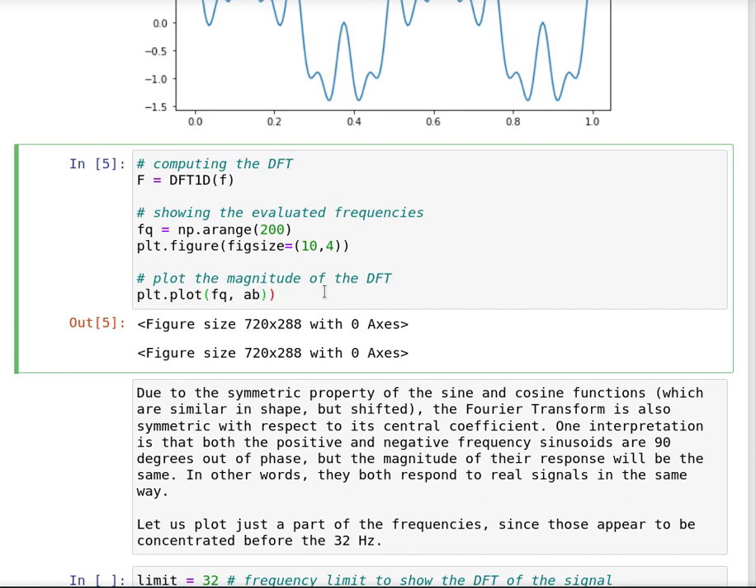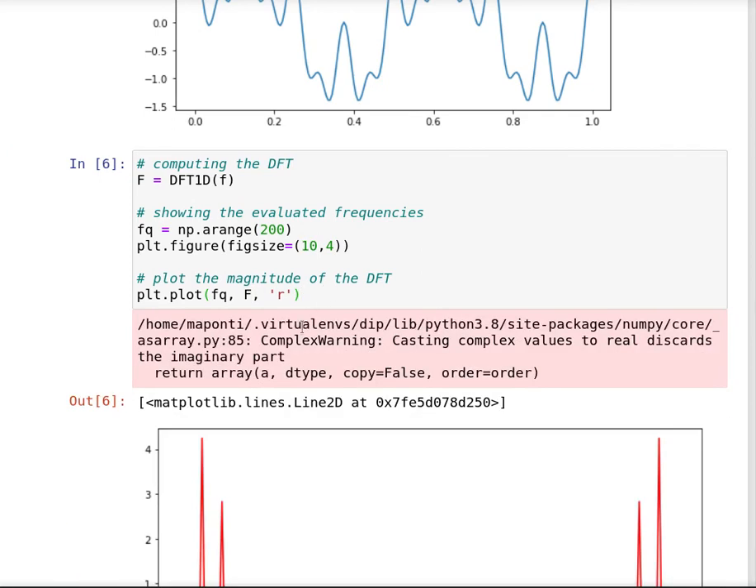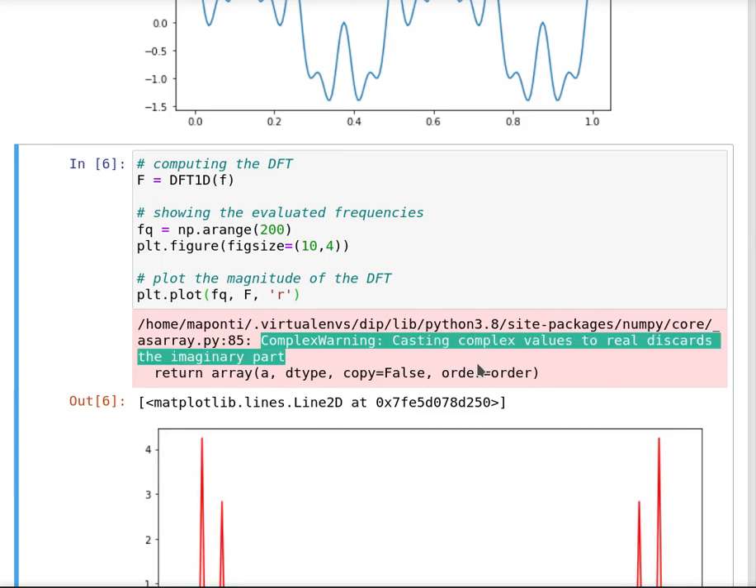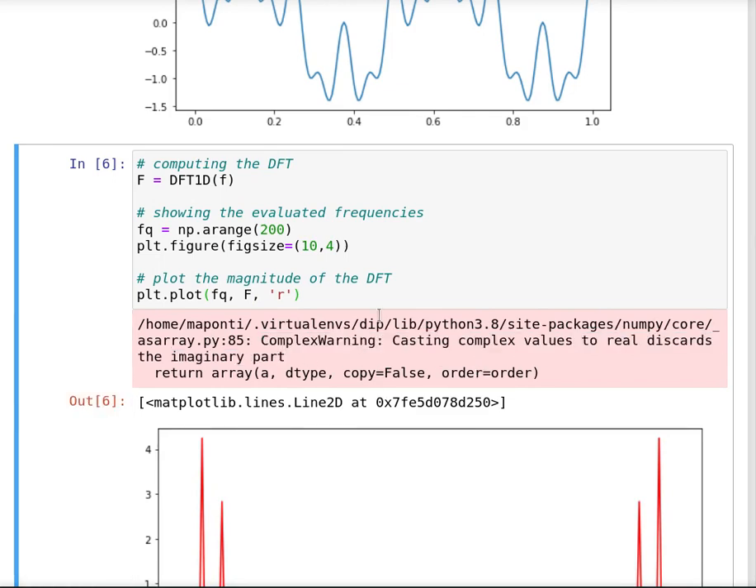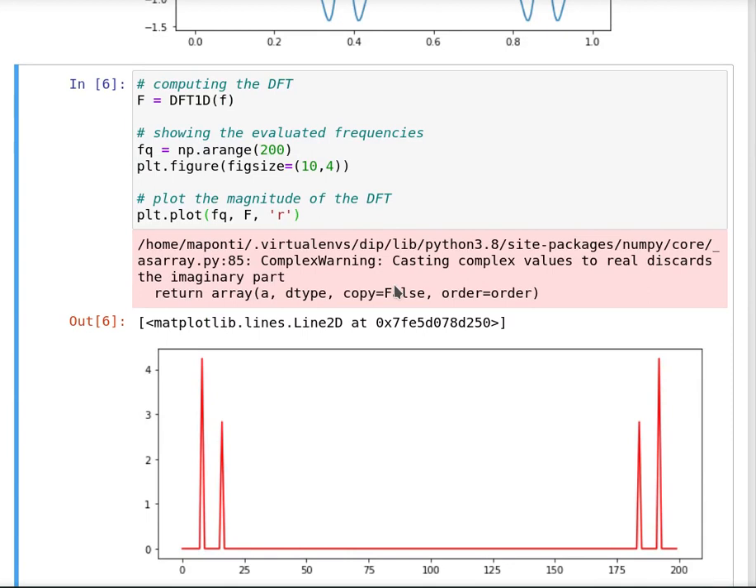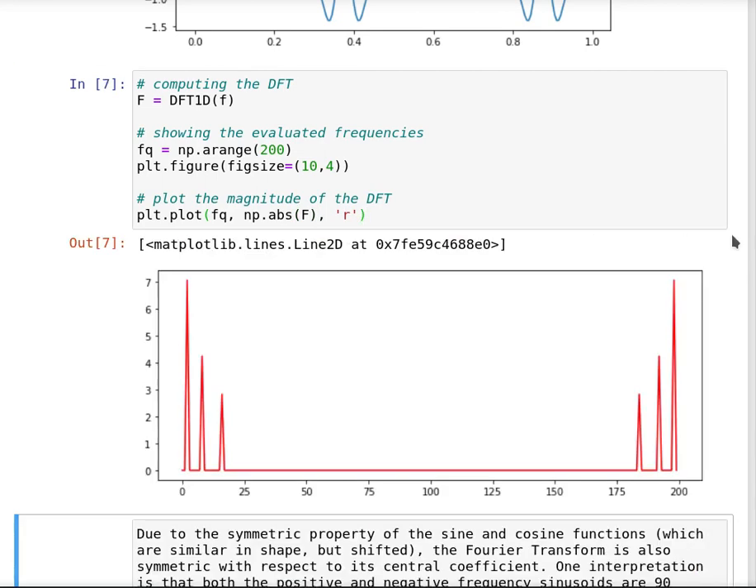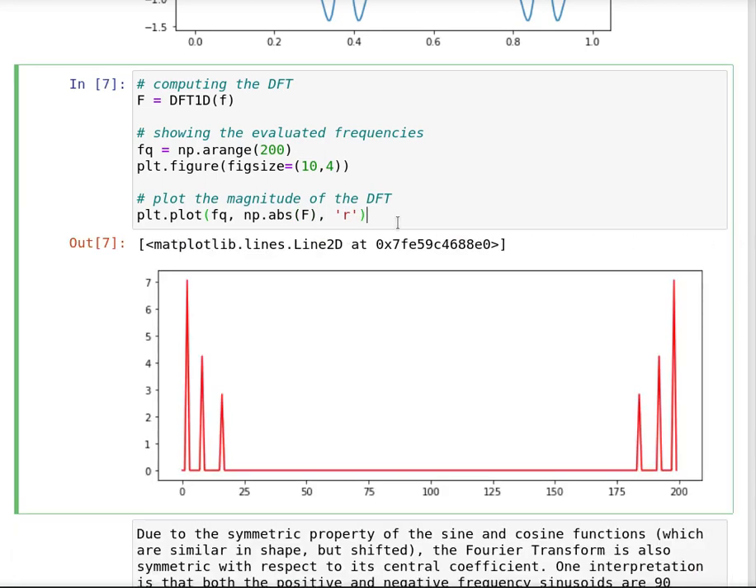And because this is a complex number, if I try to plot the value f itself, it's going to give me a warning saying that this is a complex value, so it cannot show perfectly. So it is recommended to use the absolute value of the function. Now that we use the absolute value, what we have is the sum of the two components, the cosine and the sine, the real and the imaginary part. So we have all the frequencies that we want.